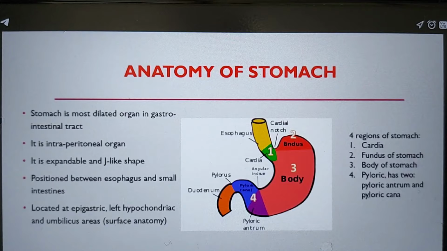umbilicus area. And the stomach can be divided into 4 regions: the first one is the cardia, the second part is the fundus of the stomach, the third one is the body of the stomach, and the last one is the pylorus, which can be divided into the pyloric entrance or pyloric canal.